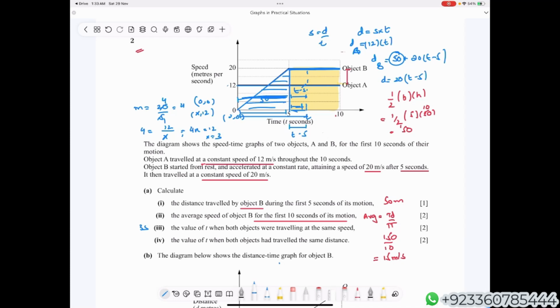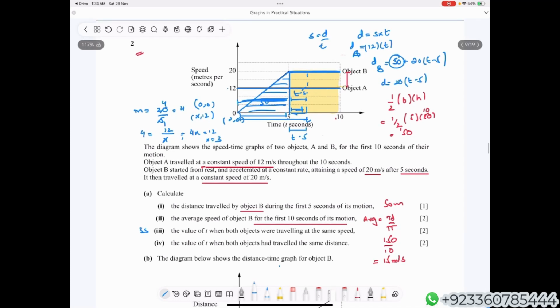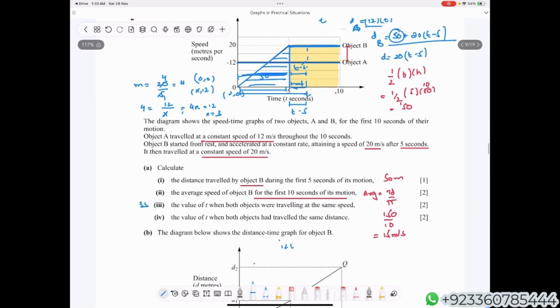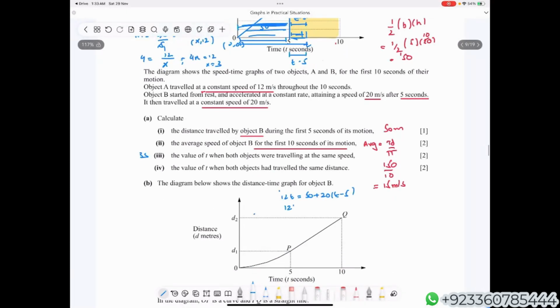And we want to find the time for which both distances are the same. So I'm going to equate these two equations together. So 12t is equal to 50 plus 20 into t-5. So from here, this is going to be 12t is equal to 50 plus 20t minus 5 2s are 100. 50 minus 100 is minus 50.